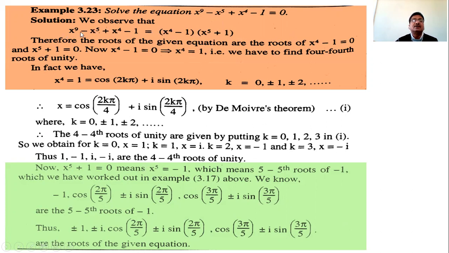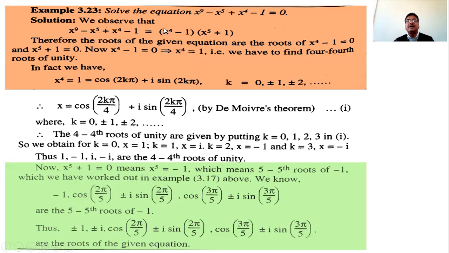That is, first factorize this x raised to 9 minus x raised to 5 plus x raised to 4 minus 1. This factorization is: take x raised to 5 common from the first two terms, we have x raised to 5 in bracket x raised to 4 minus 1. Here is x raised to 4 minus 1. Take x raised to 4 minus 1 as common. So we get x raised to 5 plus 1. So this is the factorization.